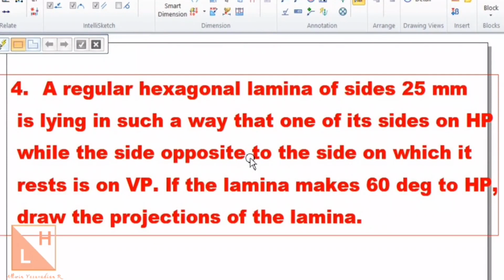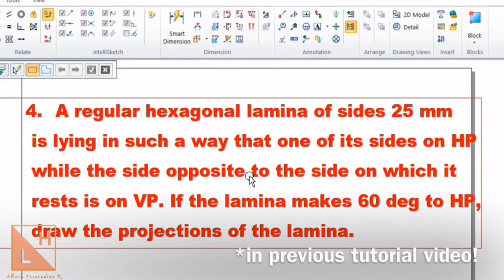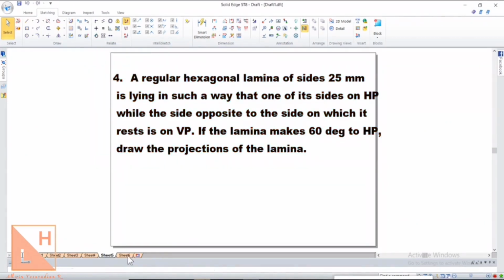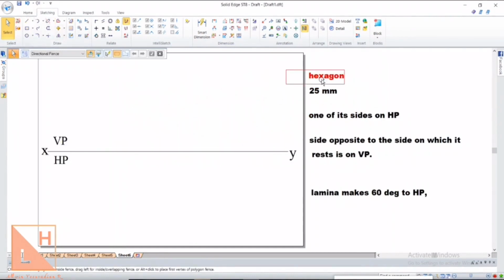Another problem that we'll solve, of a similar type to the very first problem in this tutorial video, is for a hexagonal lamina. This is a hexagonal lamina of 25 mm side, and I've just taken all this data and listed it down here. Now the hexagon is resting on one of its sides on HP. The side is on HP, so we need to draw the plane figure on HP.